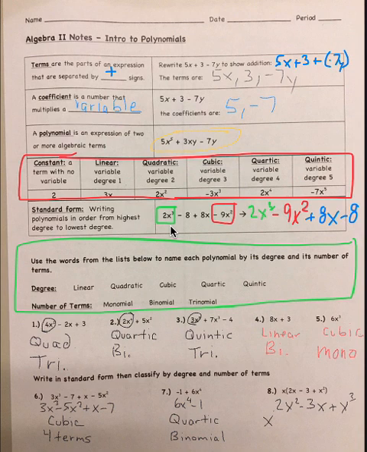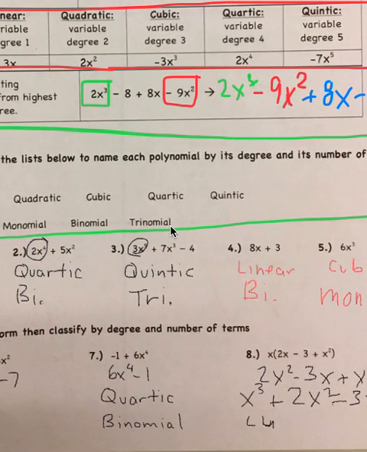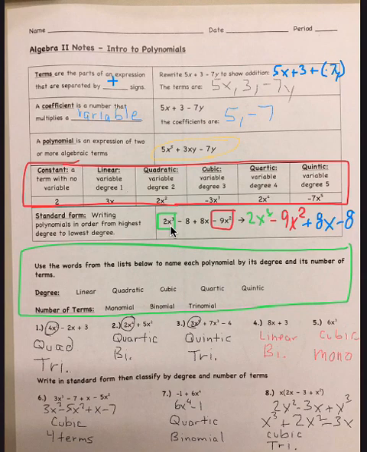So x cubed goes first, then the x squared, and then the regular x. So x cubed we know is cubic. If I can write it in here. Let's try this again. Cubic, and there's 3 terms, so it's a trinomial. Alright, so let's take a look at all that right there. Freeze it if you need to.